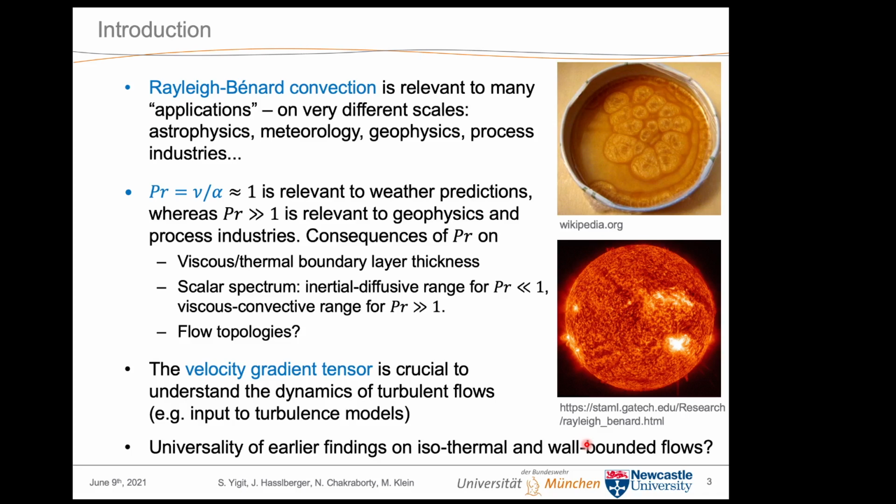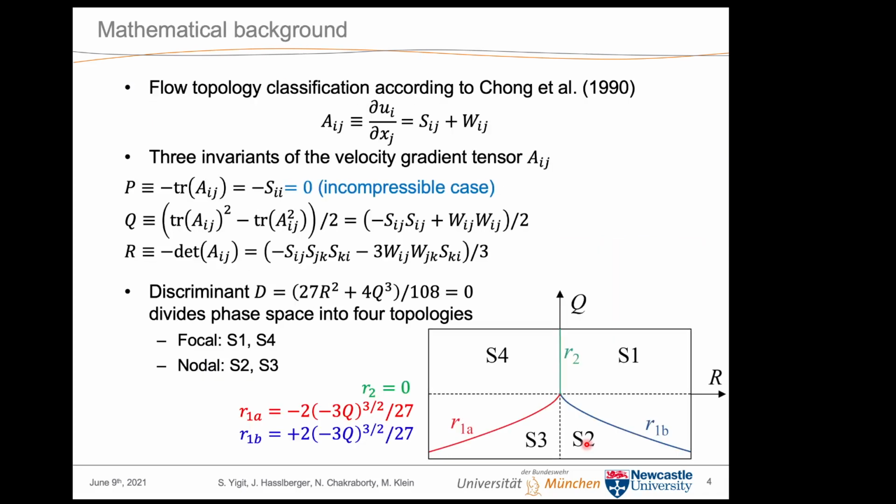And this is based on the analysis of the velocity gradient tensor. This is really an important quantity when it comes to the understanding or analysis of turbulent flows. Just to underline this, the velocity gradient tensor is also the number one input to turbulence models. In terms of the mathematical background, I should say that this classification of flow topologies is based on the invariants of the velocity gradient tensor, which can be split into a symmetric and anti-symmetric part.